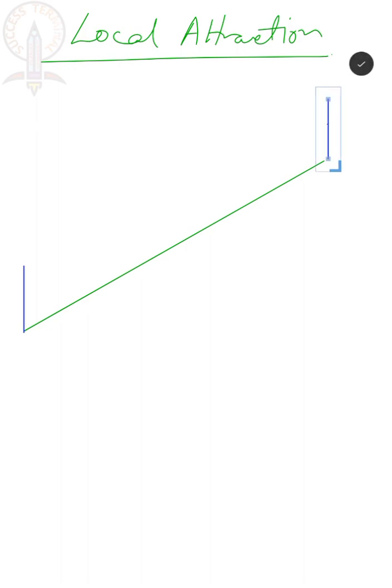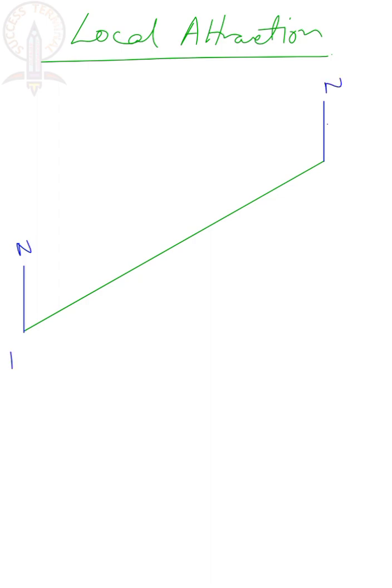Let's discuss a new topic, that is local attraction. What do you mean by local attraction? I have told you earlier that if you are taking a straight line, say this is our AB line and this is our magnetic north, and this is our magnetic north here. Now here the thing occurs. I am just writing north here and north here.